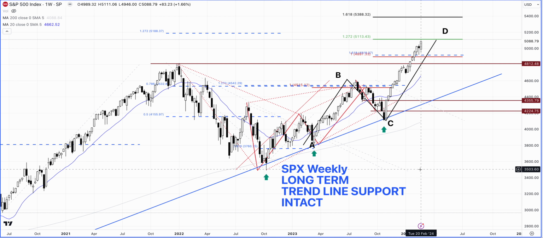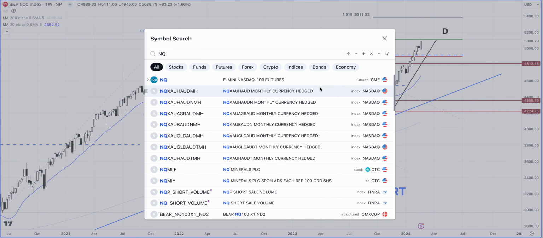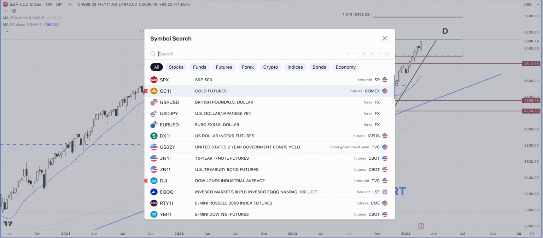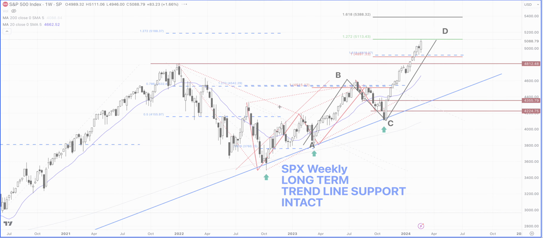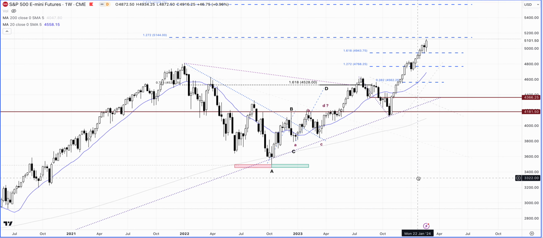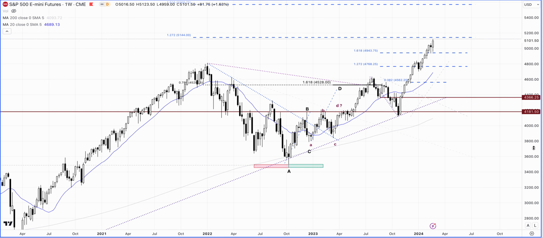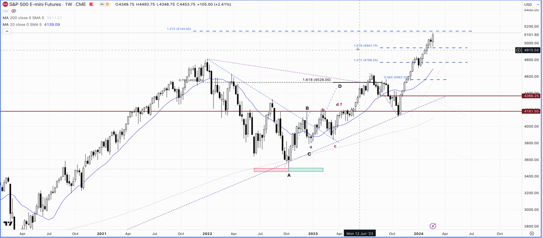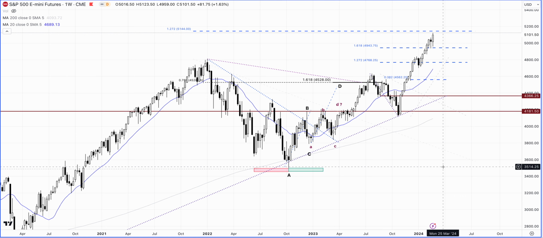Now let's take a look at the ES, which is the S&P 500 E-mini futures. Very similar to the cash index, but the key difference is that this is what we were watching for, the 1.272, and the market is pretty close to 51.44. So this was our target, and we are very close to achieving the exact target. There is a chance early next week we might in fact be able to hit the exact level. So this is what we are watching in the S&P 500.